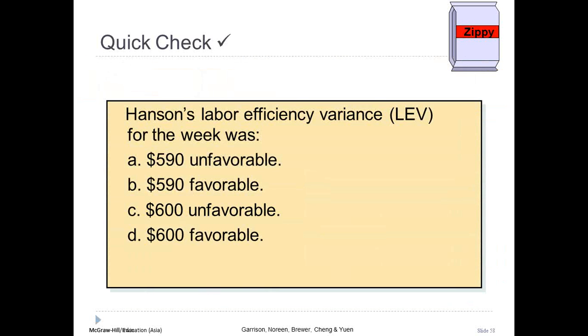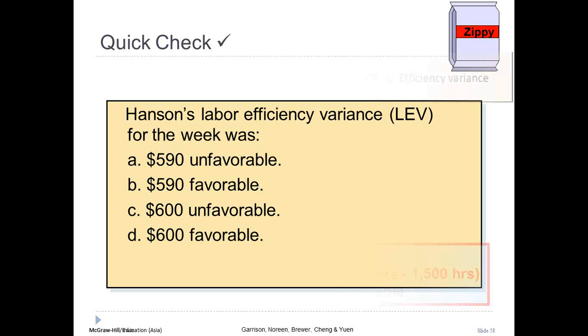So, what is Hansen's labor efficiency variance for the week? The total standard hours for labor is the amount of time Hansen's employees should have worked to make 1,000 zippies. We find the total standard hours by multiplying the 1.5 standard hours for 1 zippy times the 1,000 zippies made. Now that we know the total standard hours, let's calculate the labor efficiency variance.